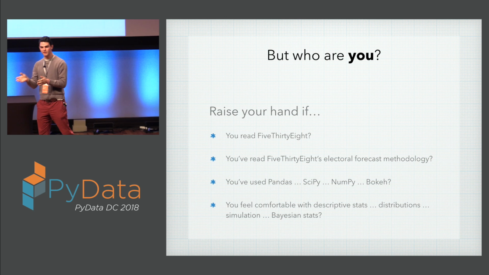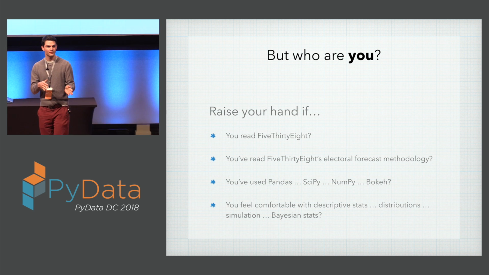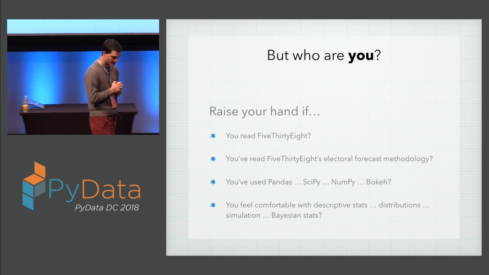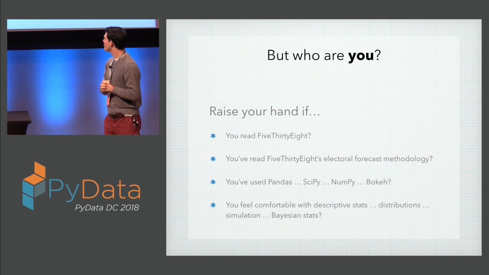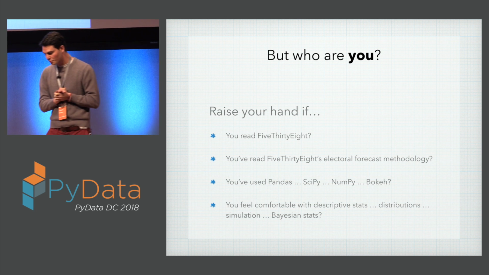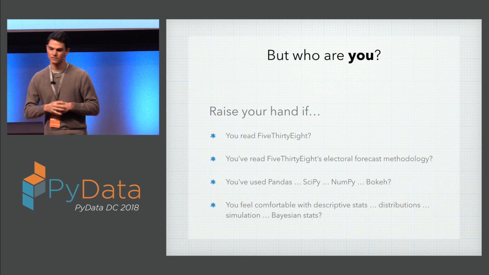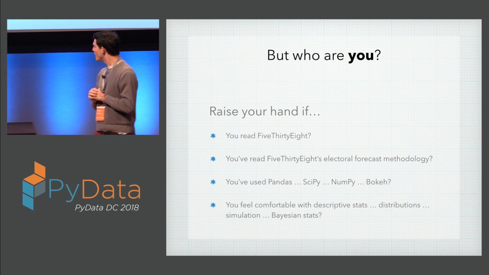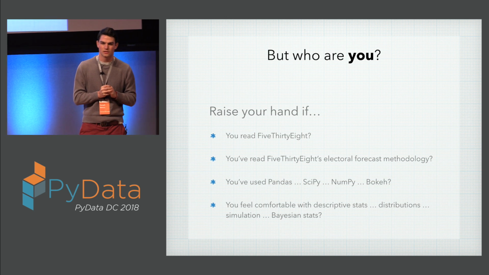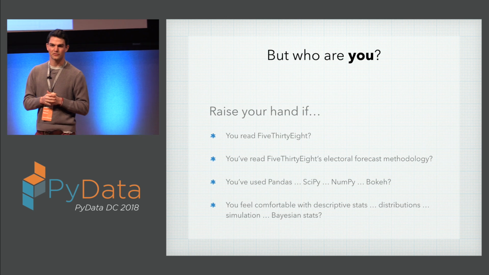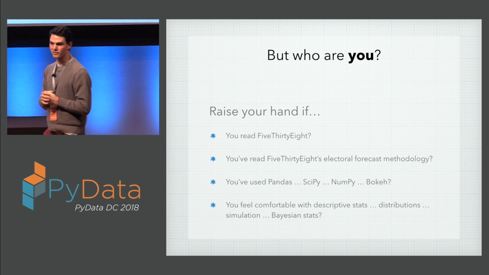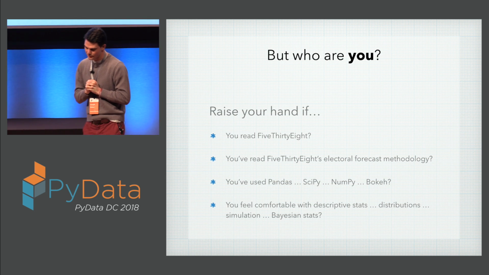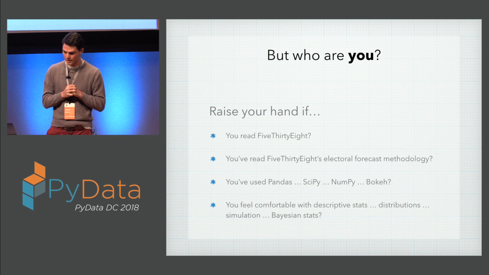Okay. Raise your hand if you've used Pandas, SciPy, NumPy, Bokeh. All right. Maybe about 5% of you use Bokeh. Most of you use Pandas, SciPy, NumPy. Good stuff. And raise your hand if you feel comfortable with descriptive statistics. That is standard deviation, summarization, things like that. Awesome. What about distributions and simulation? What about Bayesian statistics? Inferential statistics? Okay, I'd say roughly about 30 to 40% felt good about each of those things. Great, appreciate that. So today's conversation will walk through each of these things in greater depth.